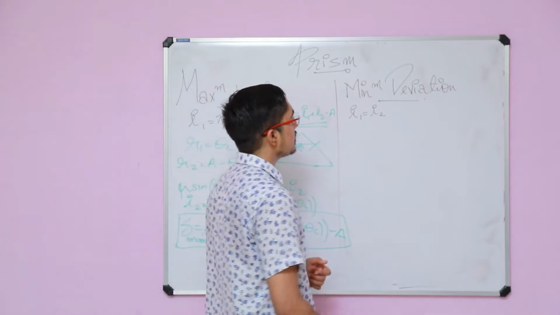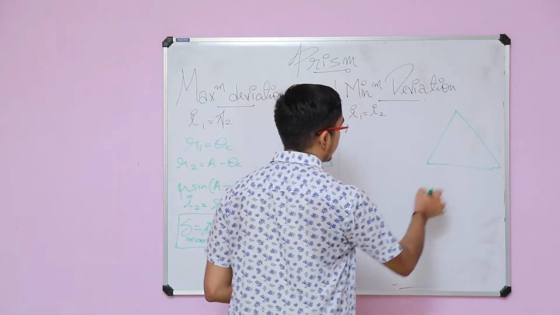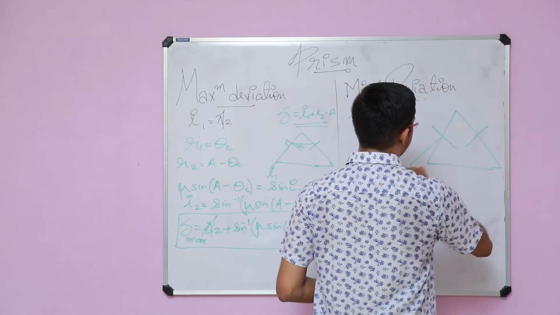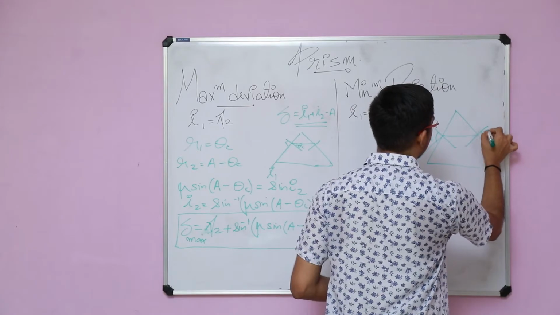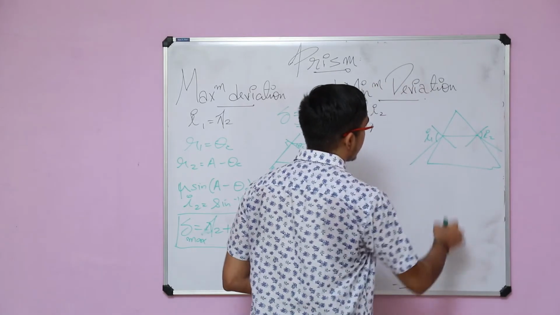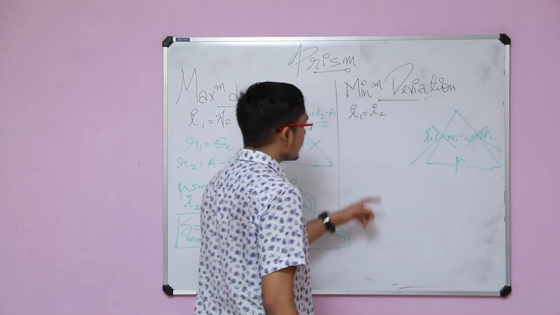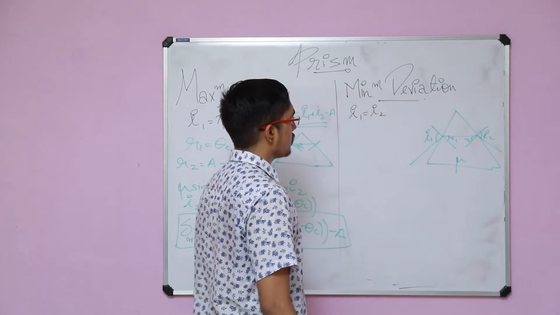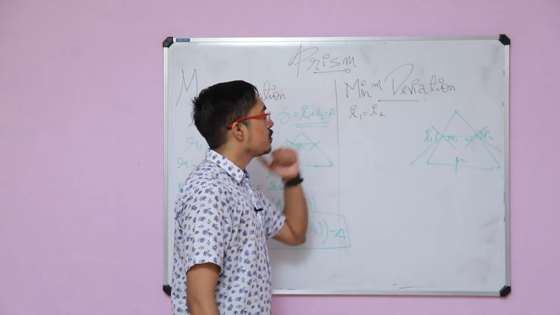Now minimum deviation condition is very simple. This is the most symmetrical condition you can ever think of. So this is the incident ray I1, now this is I2, right, and this is R1 and R2, and this is mu. So in this condition, I say I1 is equal to I2. The graph was at the lowermost point when I1 was equal to I2.